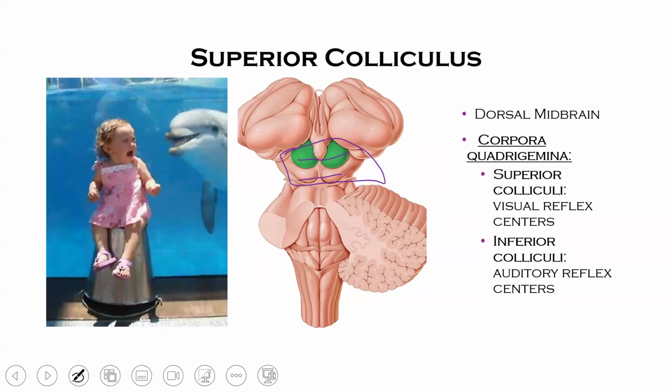Okay. So also, you'll see it called corpora quadrigemina, quad being four, corpora being body, four body. Okay. They get real tricky with their words, don't they?